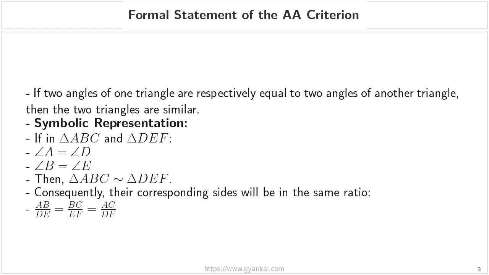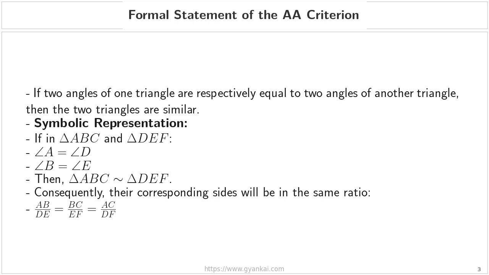Now, this is the most important part for solving problems. Once you have established this similarity, a very powerful consequence follows. Because the triangles are the same shape, their corresponding sides must be in the same ratio. This means that the ratio of side AB to side DE is equal to the ratio of side BC to side EF, which is also equal to the ratio of side AC to side DF.